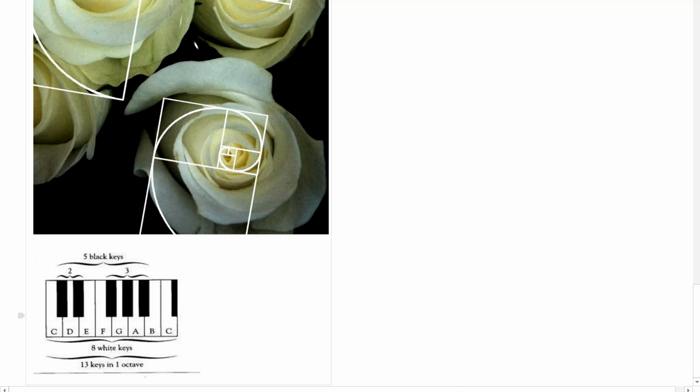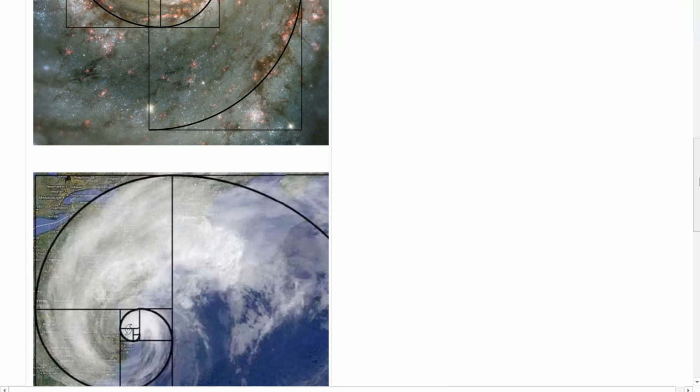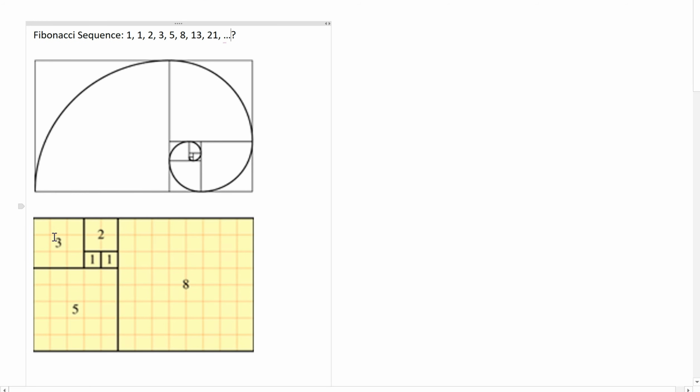The numbers are here. I don't see 1 and 1. Not sure if that's the best example, but definitely we see it appearing in nature. So notice here we have the numbers 1, 1, 2, 3, because the lengths of the sides are being added together. 1 plus 1, 2, 2 plus 1, 3, 3 plus 2, 5, 5 plus 3, 8, and so on.